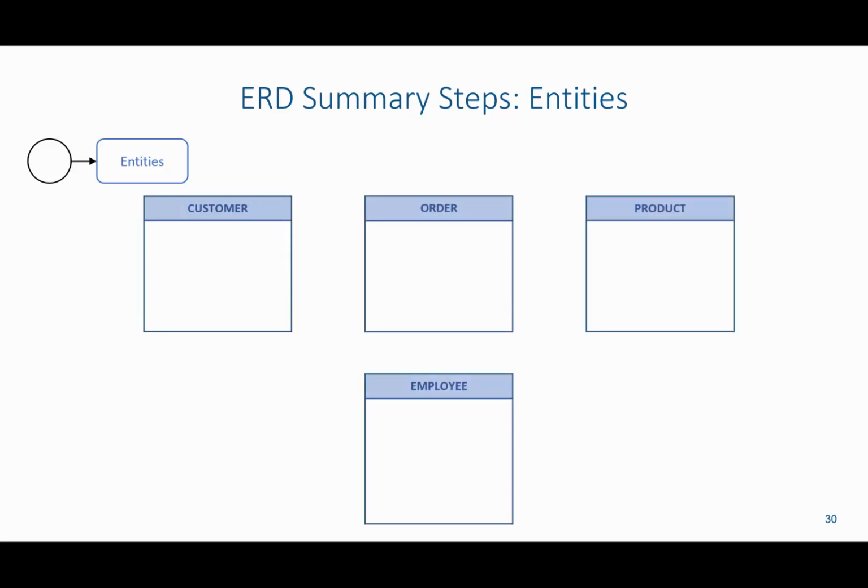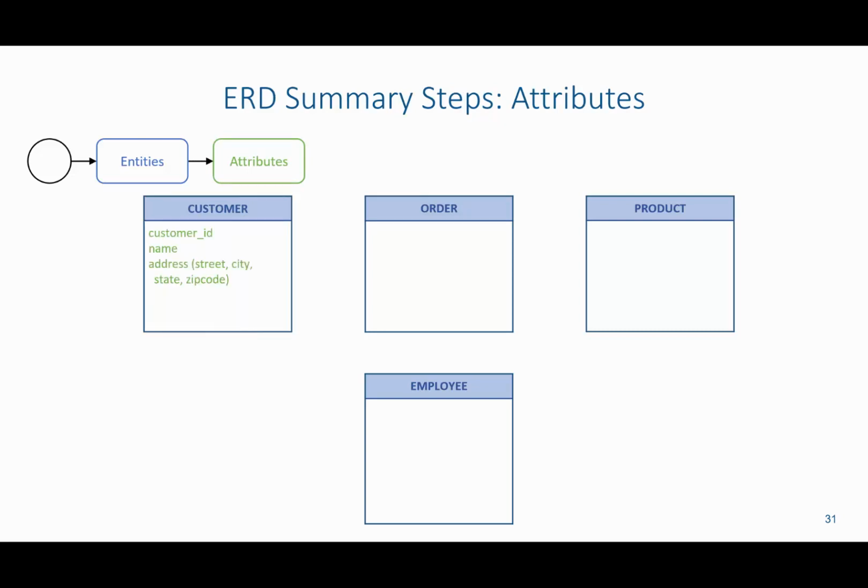So, summary steps for building entities. First thing we're going to do is identify all the nouns that exist and create our entities. So in this case, customer, order, product, and employee. The next step is to identify the attributes as they relate to each one of these entities. So here are all the different attributes.